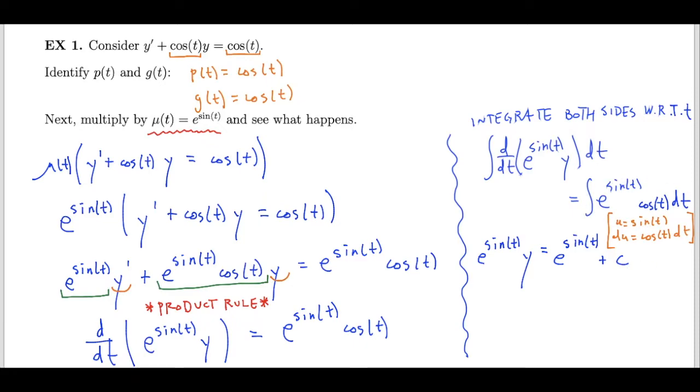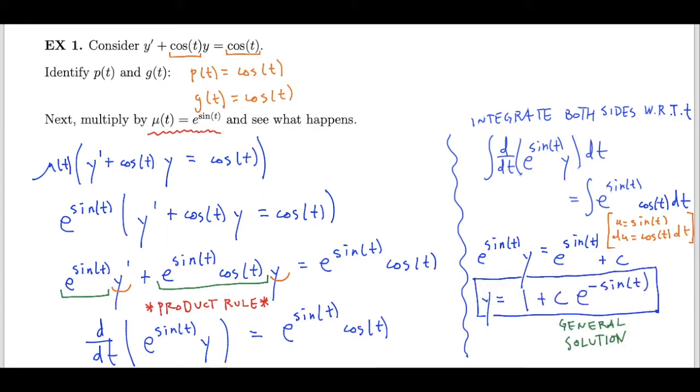So as I mentioned, my goal will now be to isolate y. And I can do that by simply dividing both sides by e to the sine of t. This yields the function y equals 1 plus c e to the negative sine of t, and this is the general solution of my differential equation.